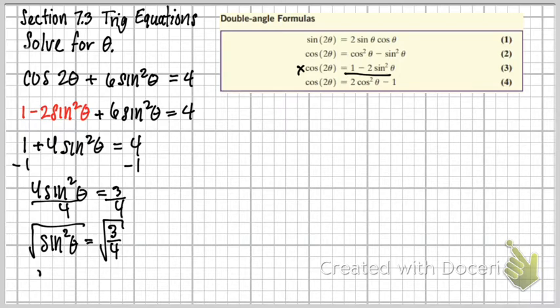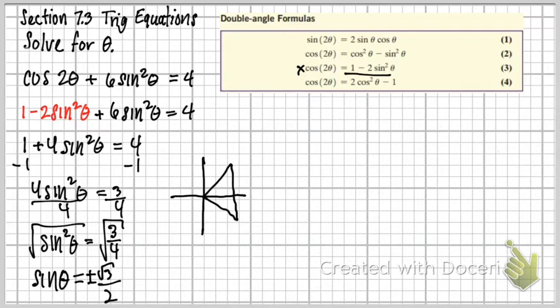And that gives me the sine of theta equals the square root of 3 over 2. And don't forget your plus or minus here, because when you square root, it's plus or minus. Now right away I'm thinking unit circles, so I draw that out here. And I say, okay, sine is going to be positive or negative. Do you know what that means? That means I'm essentially going to be in all 4 quadrants.